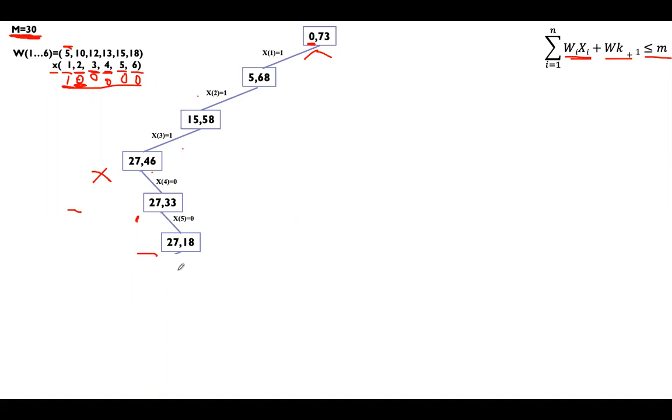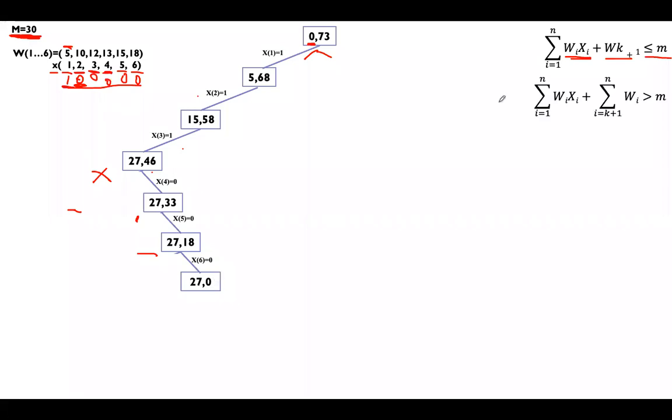We'll go back. x6 is equal to 0, I will put. I will not select that element. 27 will remain as it is. 18 will become 0. 27 will remain, but this will become 0. Once it becomes 0, we'll stop.